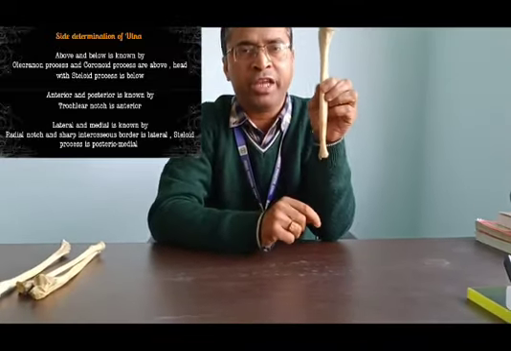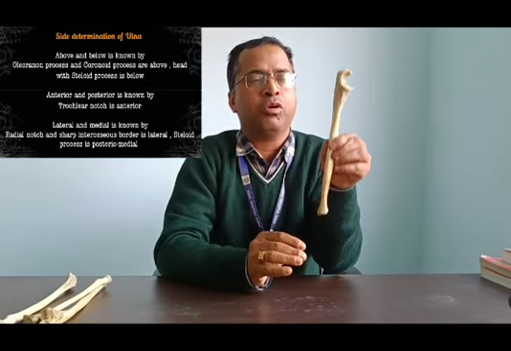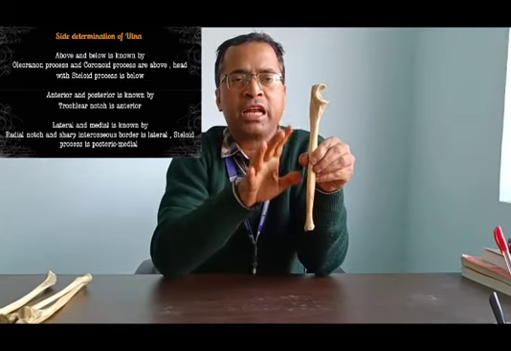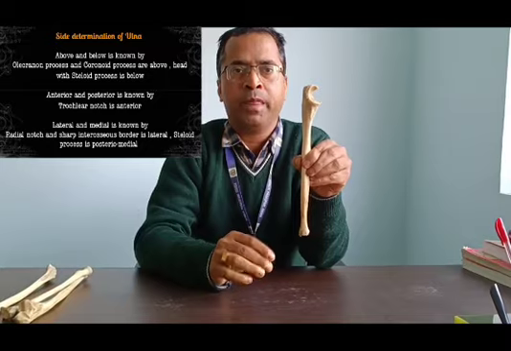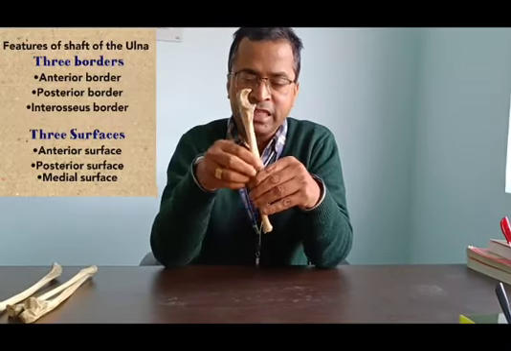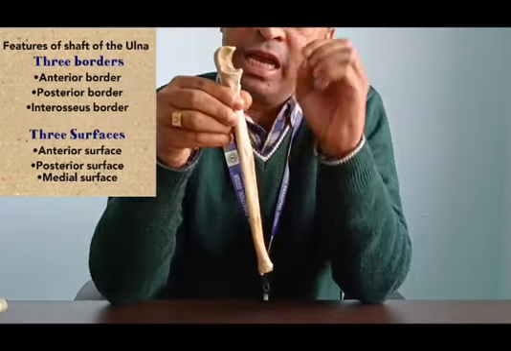On that ground we can tell which side this bone belongs to: it is the left side ulna bone. Next thing, in the shaft we have three borders and three surfaces.